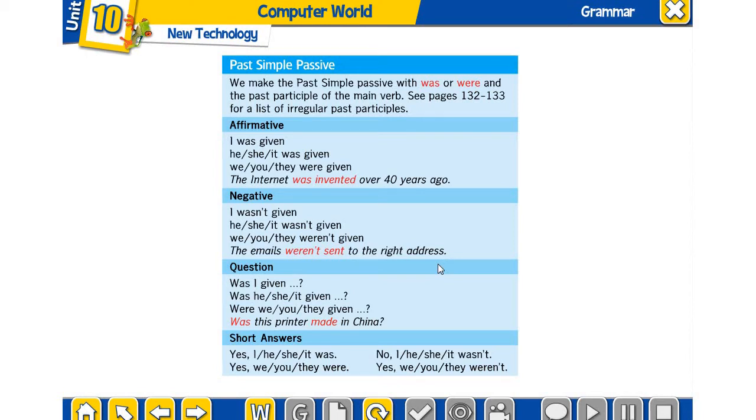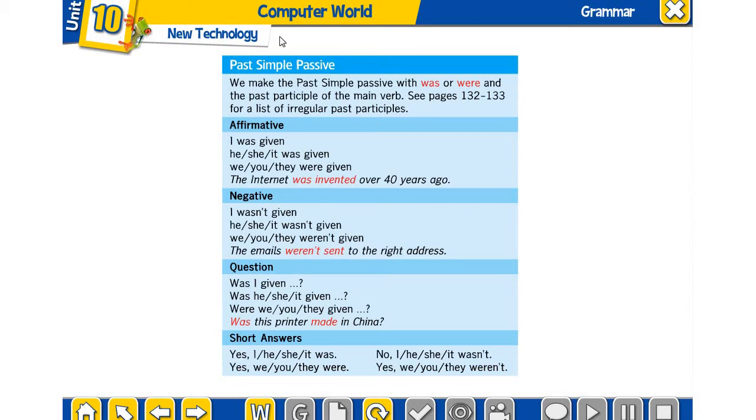In past passive sentences, simple past passive sentences, we use was, were, and verb 3. It means that verb 3 means that go, verb 1, went, verb 2, gone, verb 3, or see, verb 1, saw, verb 2, seen, verb 3. Okay, please memorize the irregular verbs on page 132 and 133 because it is very important for passive voices, passive structure, and also for present perfect tense.